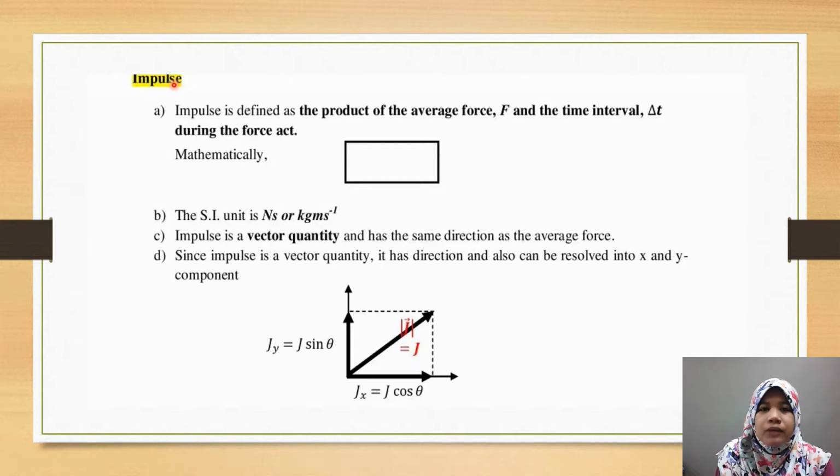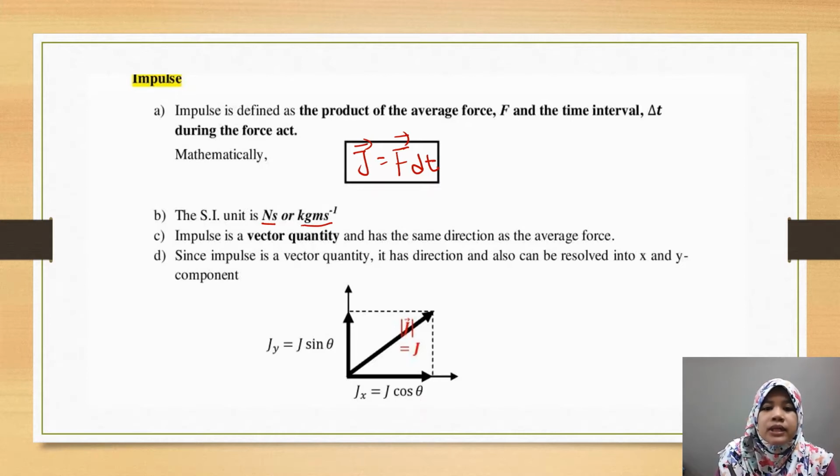What is impulse? Impulse is defined as the product of average force and time interval during the force act. Mathematically, dari segi equation, impulse with the symbol J is equal to force darab dengan masa. SI unit untuk impulse is Newton second or kilogram meter per second.